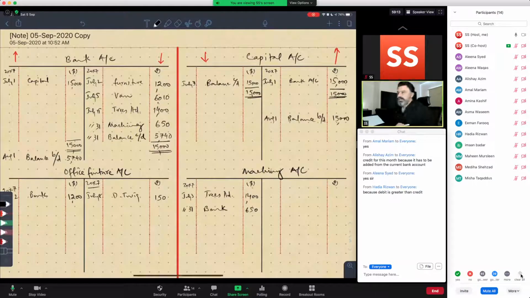So if we understood the balancing of the capital account and bringing down the balance to the next period, give me a green check quickly. We're running out of time. I'll need 10 more minutes. I'm sorry, I was late at the start.